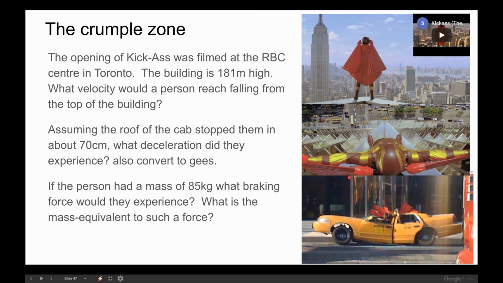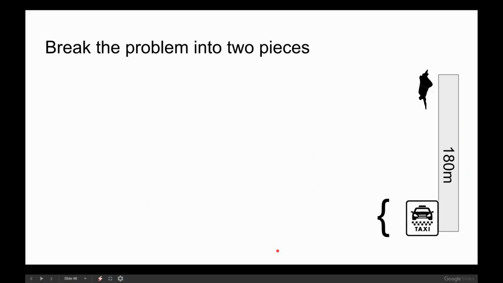We want to calculate the deceleration, and if the person has a mass of 85 kilograms, what braking force would they have experienced, and do a mass equivalent again. Because this is what makes the physics real. What we have to do here is break the problem into two. There's the acceleration phase when he's gaining speed, and then the deceleration phase when he hits the cab.